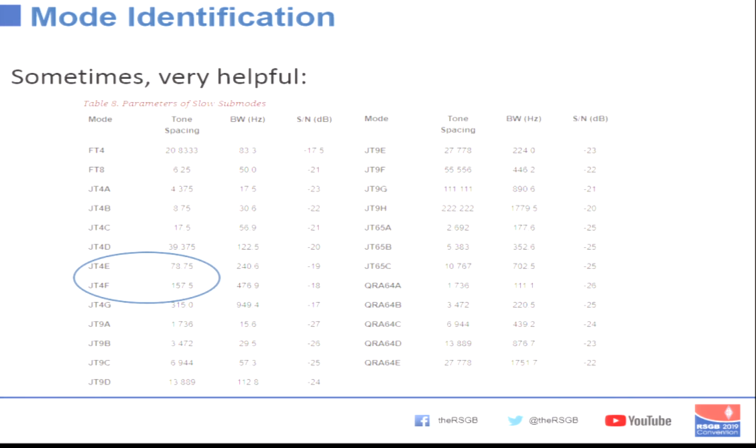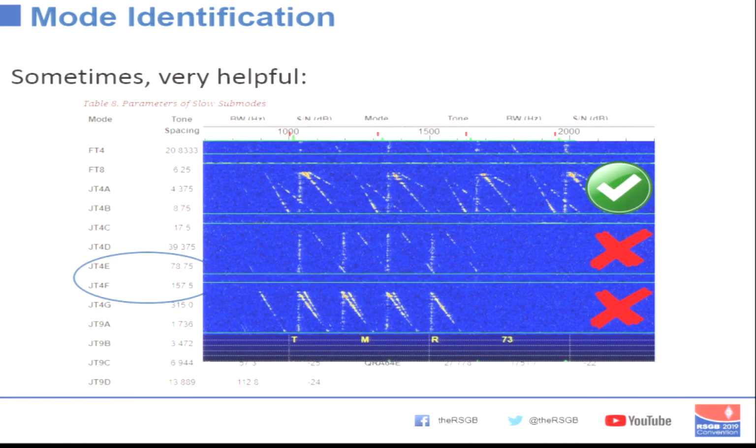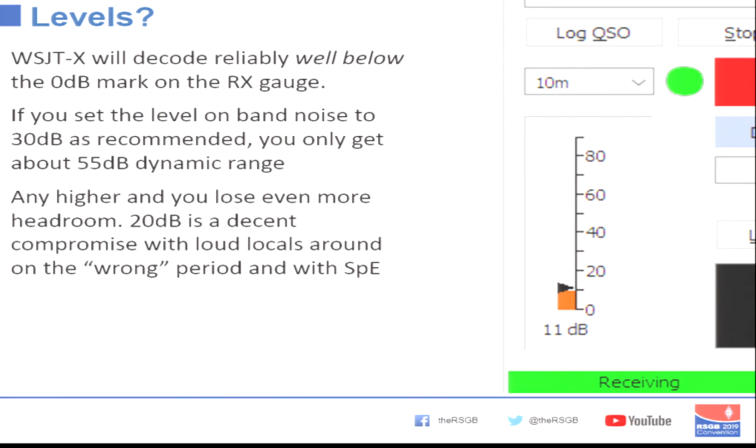Another way is to have a look in this other very useful table on the Joe Taylor website, which tells you tone spacing. So you might have got a signal that looks like that, and I can't remember who it was, but I can't decode it, mate. Ah, yes, you're on the wrong sub-mode. So that's another nice, easy trick.